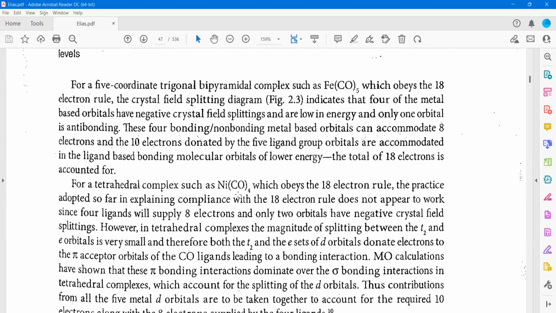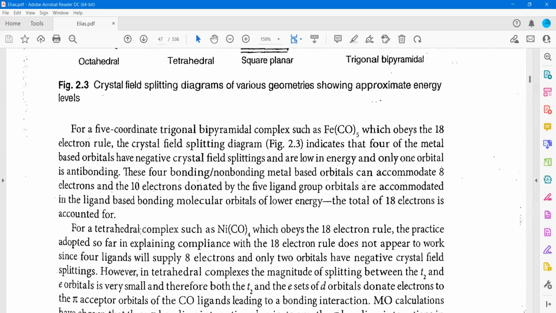For tetrahedral complexes such as Ni(CO)4, which obeys the 18 electron rule, some tetrahedral complexes do obey the 18 electron rule. So how does it do that? The practice adopted so far is explaining that compliance with the 18 electron rule does not appear to work, since 4 ligands will supply 4 into 2, 8 electrons, and only 2 orbitals have negative crystal field splitting. However, in tetrahedral complexes, the magnitude of splitting is very, very small. That is why both the T2 and the E sets of orbitals can donate electrons to the pi star orbitals of the carbonyl ligands, leading to a bonding interaction.